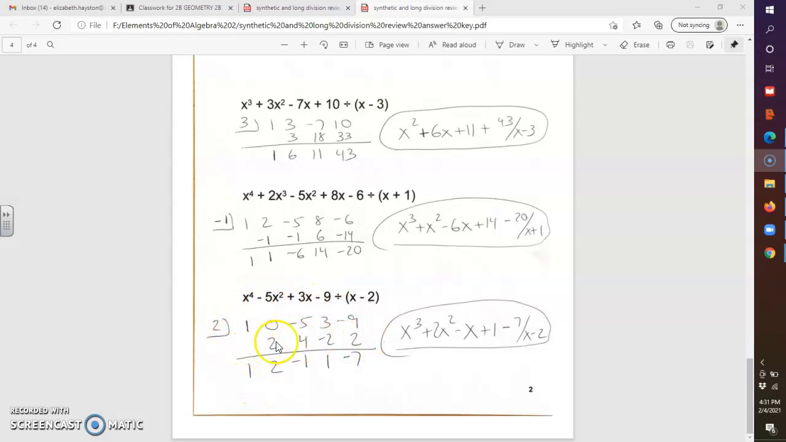Drop the 1. 1 times 2 is 2. 0 and 2 is 2. 2 times 2 is 4. Negative 5 and 4 is negative 1. Negative 1 times 2 is negative 2. 3 and negative 2 is 1. 1 times 2 is 2. And negative 9 and 2 is negative 7. Remainder, constant, x squared, x cubed. And that is your test.